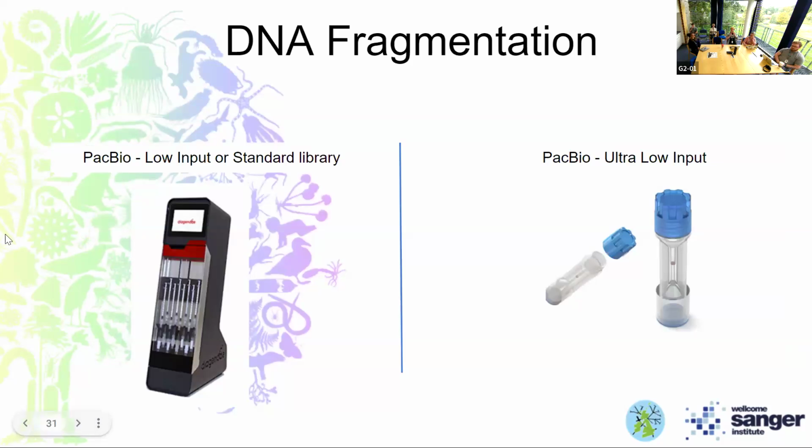Thank you, Amy. Yeah, so following DNA extractions, we then decide whether an extraction has passed or failed. And if it has passed, whether it will go into our PacBio low input or standard library DNA fragmentation method, which is the Megaruptor on the left, or if it will go into our ultra low input method, which is the Covaris g-TUBE on the right.